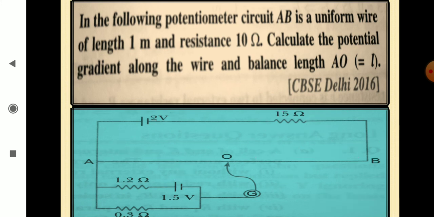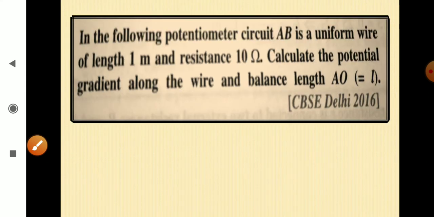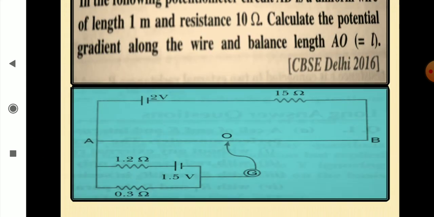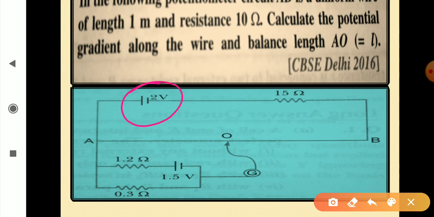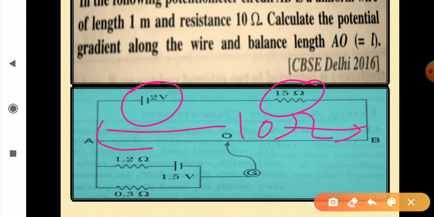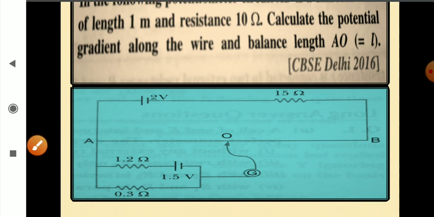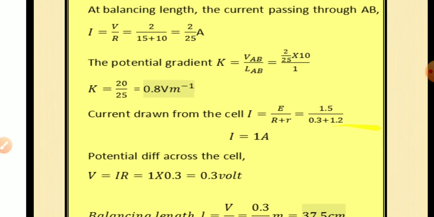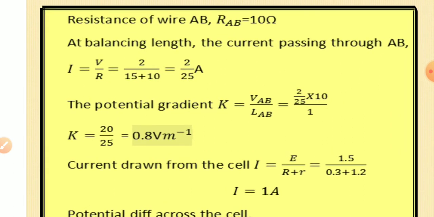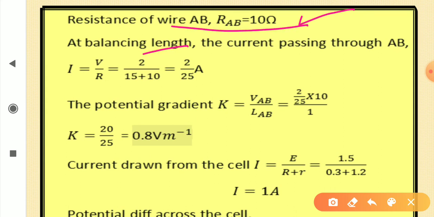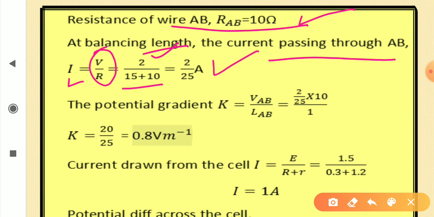So the current drawn from the driver battery will be equal to 2 upon 15 plus this 10 series वाला, right? So हम निकाल सकते हैं current drawn from the battery. See, resistance of wire AB, RAB is 10 ohm. At balancing length, the current passing through AB will be equal to V upon R. Now V is 2 driver battery upon 15 plus 10, that is 2 upon 25 ampere.